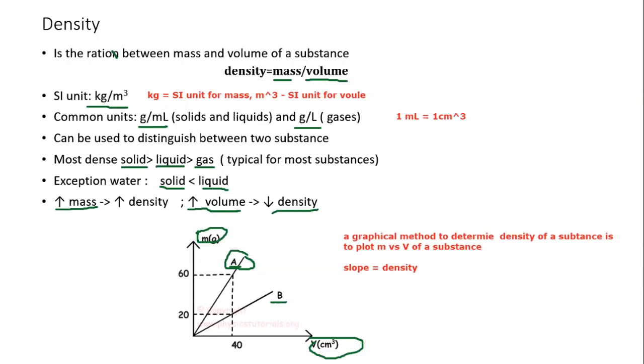So again, since A has a steeper slope than B, A would have a greater density than B. And so this is one way you can determine the density by plotting the mass versus the volume of a substance. Perform linear regression on the data. The slope of that will tell you the density. Again, the steeper the slope, the greater the density is.